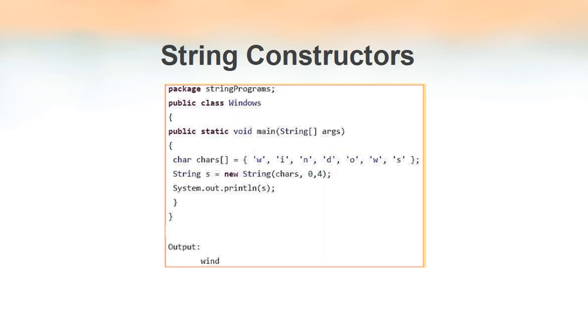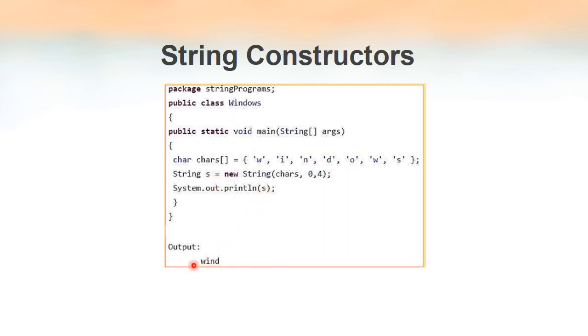As you can see in this program, we have used the same character array consisting of the same characters. We are creating a new string object named s equal to new String, and we have specified the character array and the index number. I have mentioned the starting index number as 0, and the number of characters, the count, as 4. So starting from the index number 0, which is w, I have to use 4 characters. So 1, 2, 3, and 4. So these 4 characters will be used to create the new string named s.